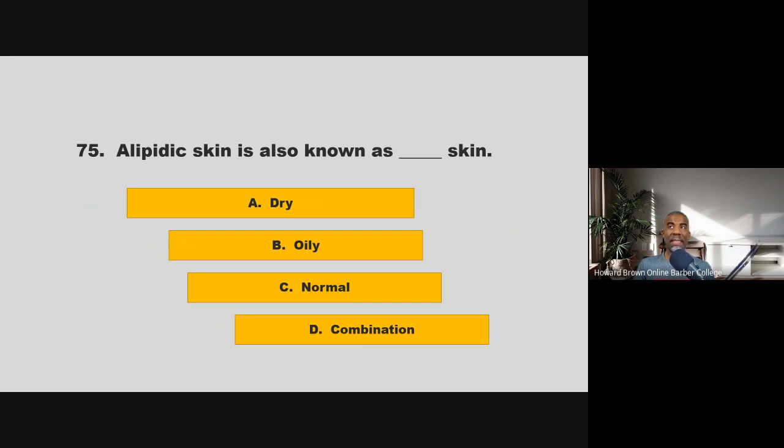Alopecia skin is also known as blank skin. Is it dry, oily, normal, combination? If you chose A, dry, you are correct.